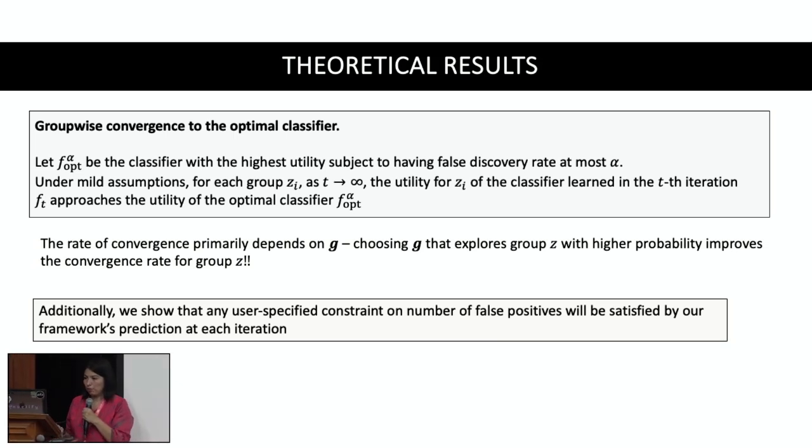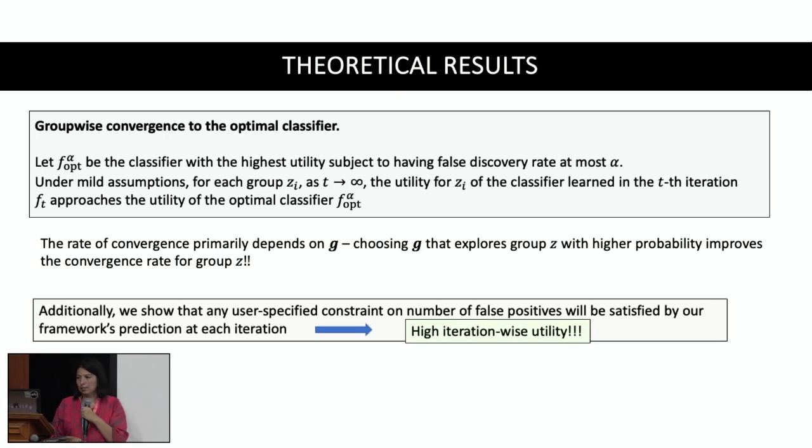Another thing that we show is that we can also use any user-specified constraint on the number of false positives that we're willing to tolerate. So we can also give you a method to establish this G when you specify just how many false positives your system can tolerate, right? And so we do have a way to help you choose what type of classifier G you might want to consider. What this helps you ensure is that you have that high iteration-wise utility, while overall, you're still learning about the entire space and converging to an optimal classifier overall.